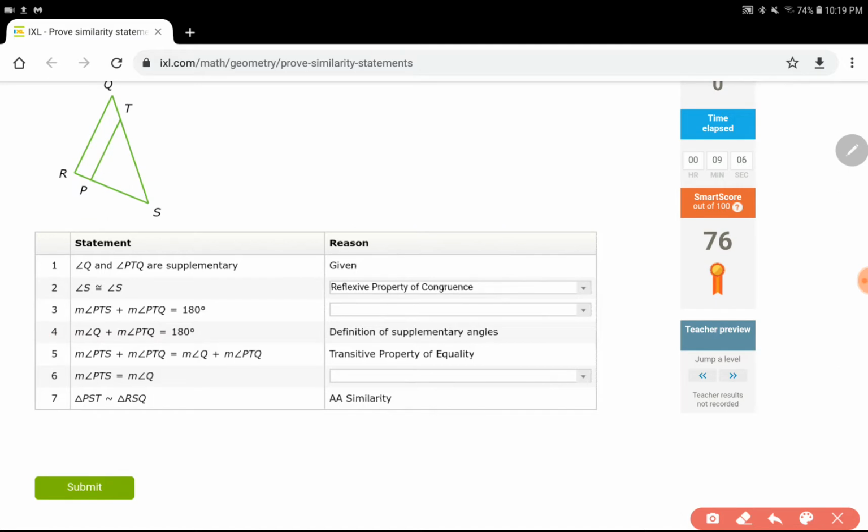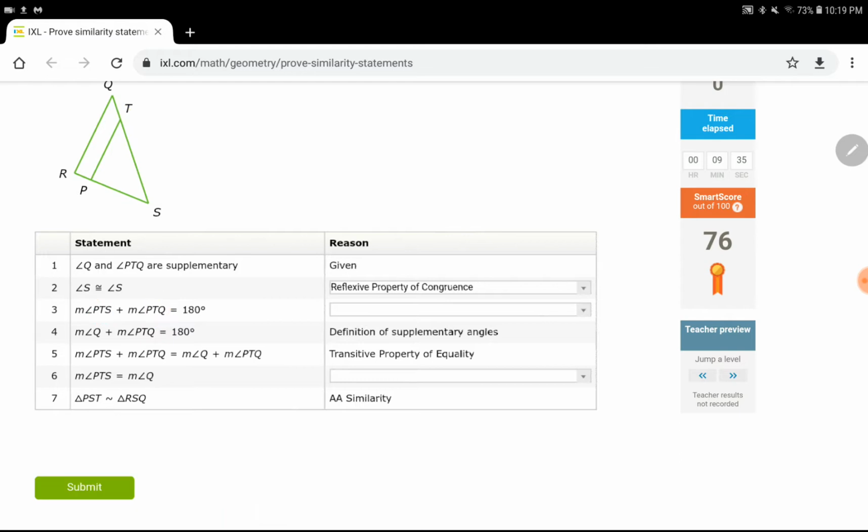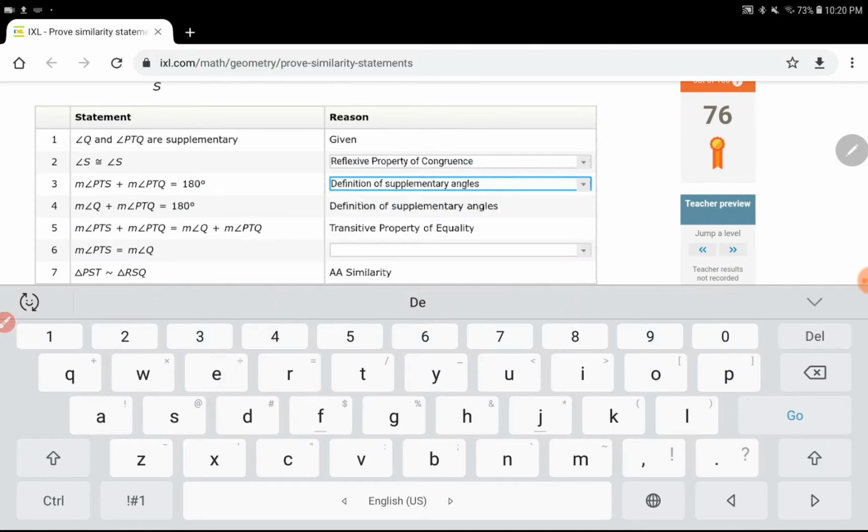Now let's locate the angles. PTS, I'm doing this one here. Start from P, go to T, and then go to S. PTS, the one in the middle is T, that's my angle. I'll change the color. For PTQ, start from P, go to T, and then Q. Now the one in the middle is T, that's talking about this angle. As I mentioned earlier, since it's talking about these two angles over here, it is definition of supplementary angles. So I go here, open the drop-down menu, and then pick definition of supplementary angles.